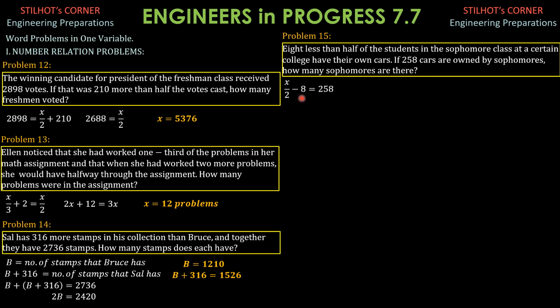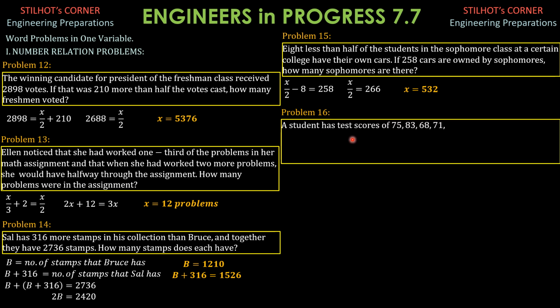Or X over 2 minus 8 equals 258. X over 2 is 266. So X is 2 times 266, so it is 532. X is 532. So there are 532 sophomores in that class.